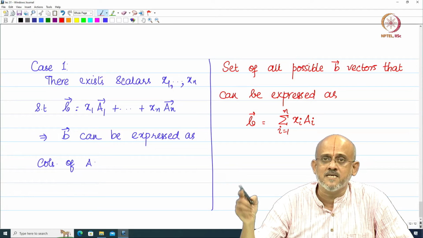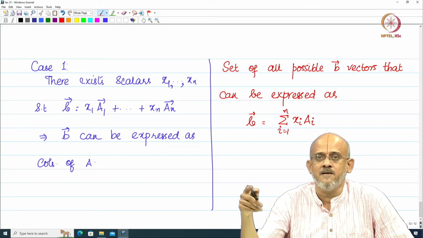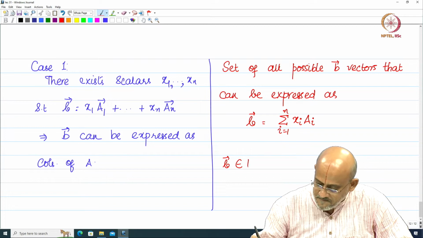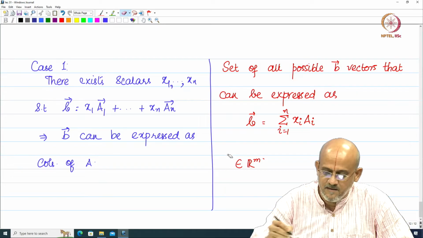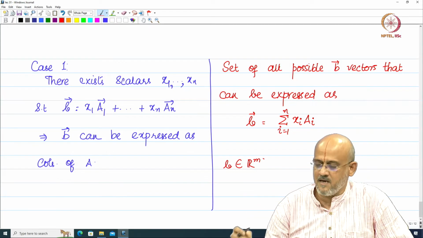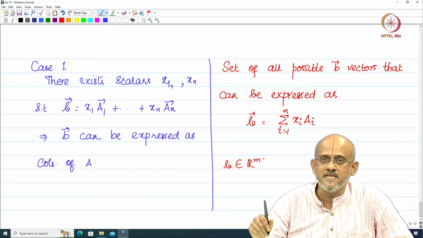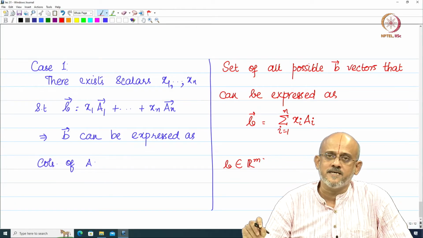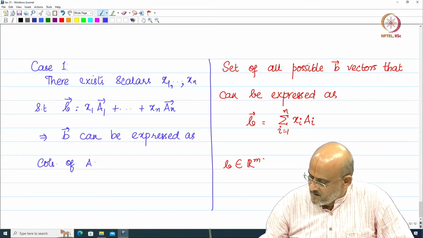Note that the B vectors are basically m component vectors, they are elements of Rm. So note that B is an element of Rm, is that clear? So the B vector is basically an element of Rm. That means the Ais are basically m component vectors that we have. Now I want to look at this set and see whether there is something interesting that happens with this set, is that clear? So what do we want to do? First of all, let us check.